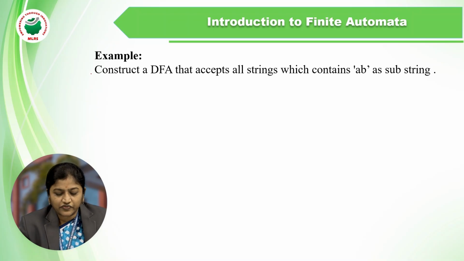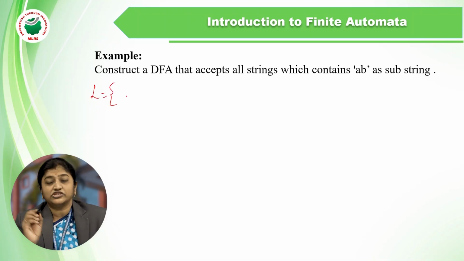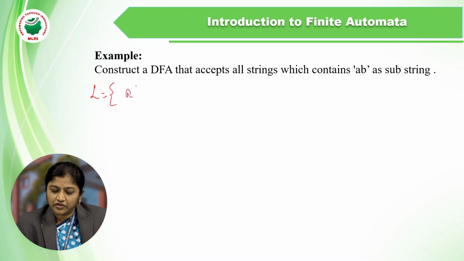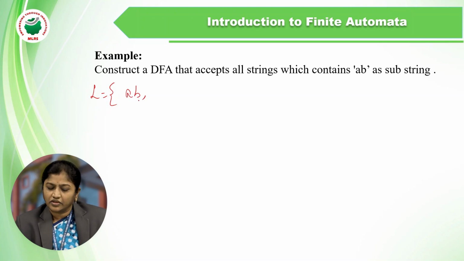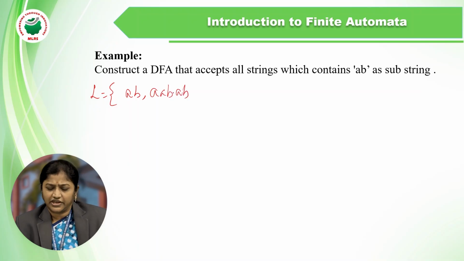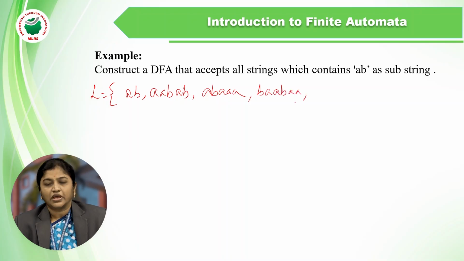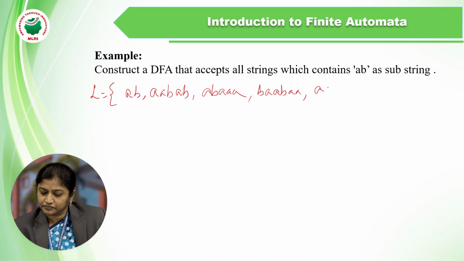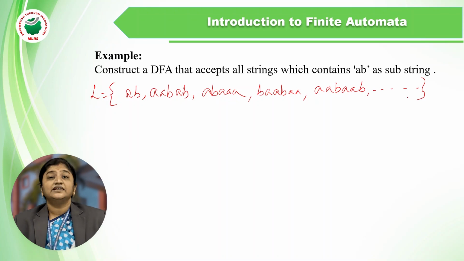Just we'll write what are the possible strings. We'll start with AB itself, or else AA, B, AB. Anywhere it can be. AB can be at the starting, or at the middle, or at the end. Right. So it can be anywhere. That is nothing but what is called a substring.